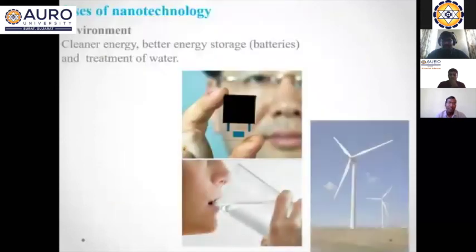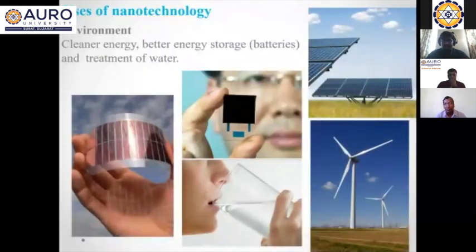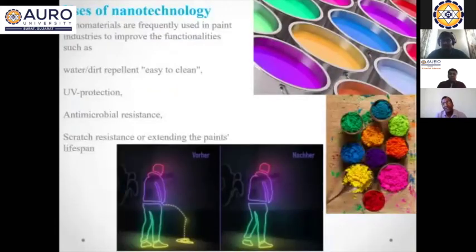It is also used in energy storage devices and treatment of water. And do you know that some solar panels, by using nanotechnology, boost the efficiency from 15% to 46%, and it will climb to 50% shortly. Nanotechnology is frequently used in the paint industry too, to improve functionalities such as water and dirt repellence, UV protection, antimicrobial resistance, scratch resistance, and also it is used in the coating industry.